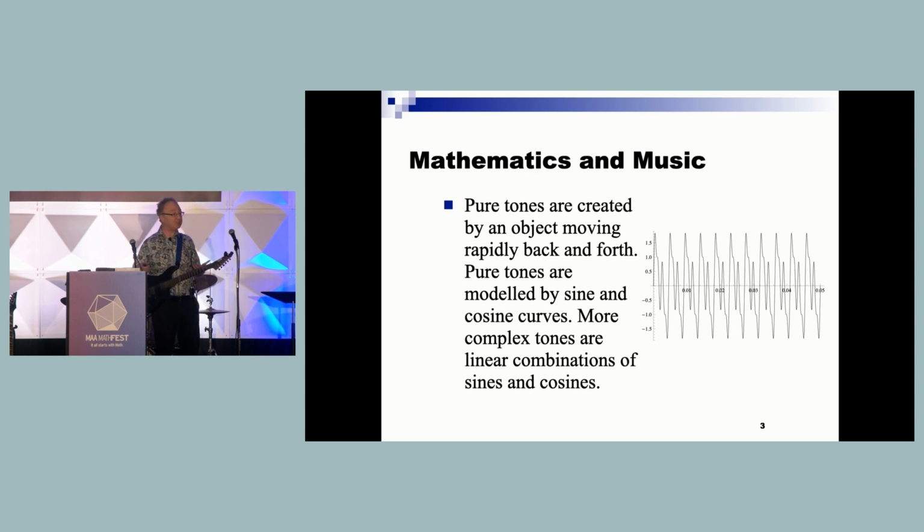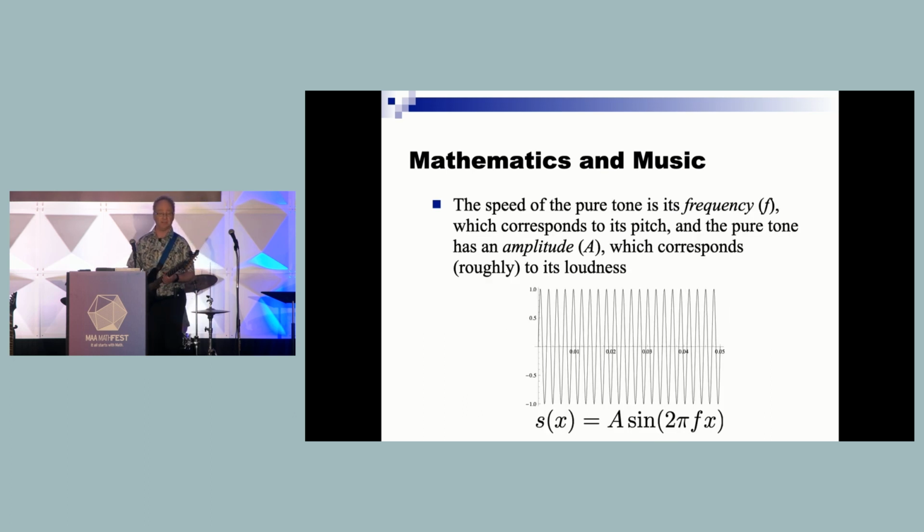So more complex tones, and this comes to linear algebra, are linear combinations of sines and cosines. The speed of a pure tone is its frequency, measured in hertz, cycles per second, and it corresponds to its pitch, while the pure tone also has an amplitude, which corresponds roughly, not as closely as pitch does, but roughly to its loudness. So if you have a sine curve that repeats f times per second, you could model that by a times sine of 2 pi f x.